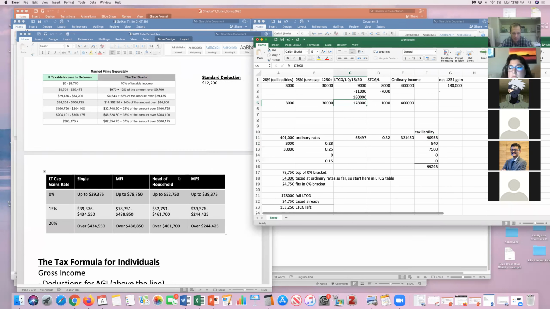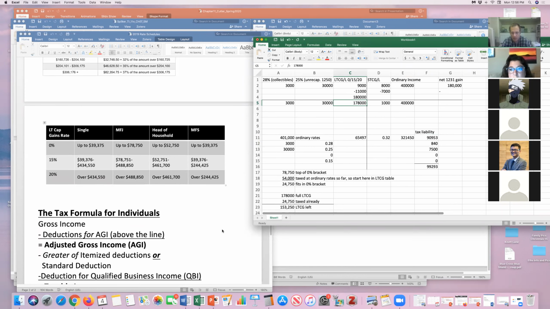So what's different here is where I start. My starting place is all the income that's already been taxed at ordinary rates. Now this gain and this gain didn't get taxed at the ordinary rates. They got taxed at their max special capital gains rate, so I don't have to count them. I'm only going to count this income that got taxed at ordinary rates, 401,000. So for a married couple, I'm going to start here at 401,000.